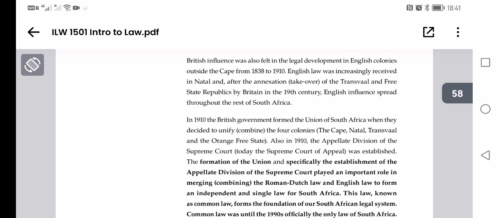British influence was felt in the legal development of the English colonies outside the Cape from 1838 to 1910. English law was increasingly received in Natal, and after the annexation, the takeover of the Transvaal and Free State republics by the British in the 19th century, English influence spread throughout the rest of South Africa.